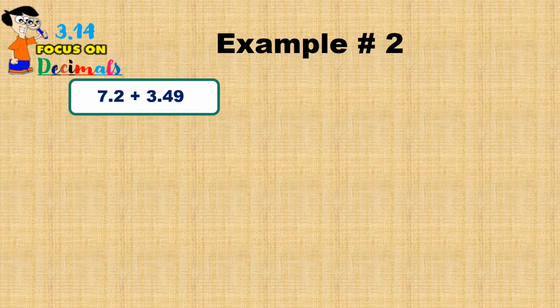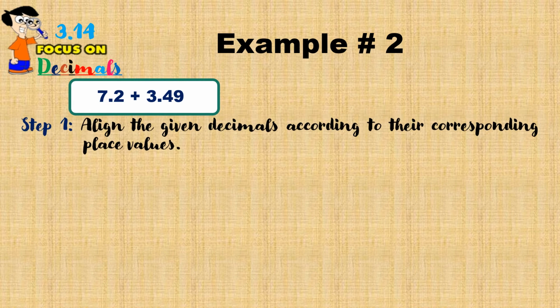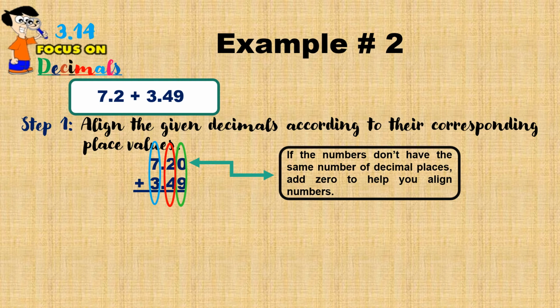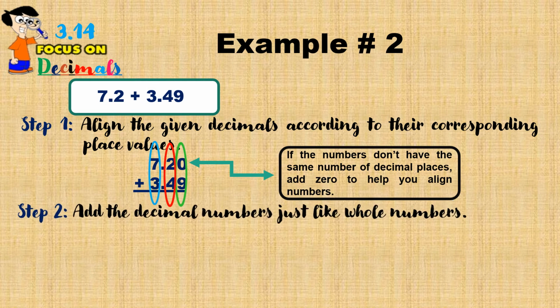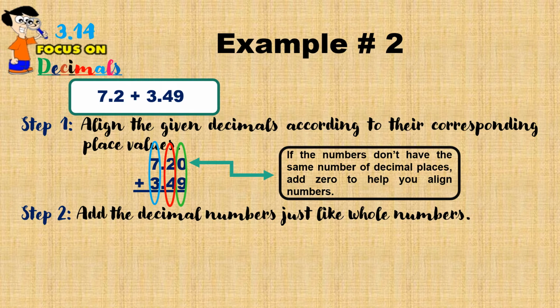Example number 2. 7.2 plus 3.49. To add the given, let us apply the steps in adding decimals. Step 1. Align the given decimals according to their corresponding place values. We have hundredths, tenths, and ones. If the numbers don't have the same number of decimal places, add 0 to help you align numbers. Step 2. Add the decimal numbers just like whole numbers. Start from right to left.